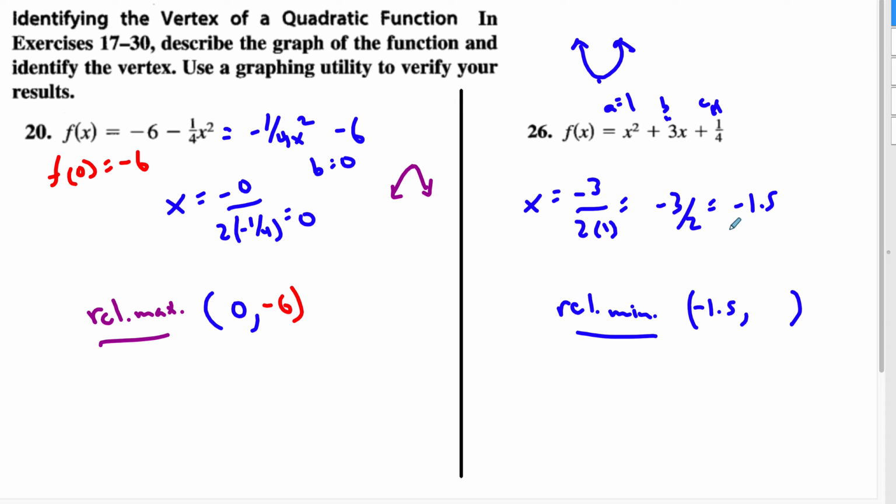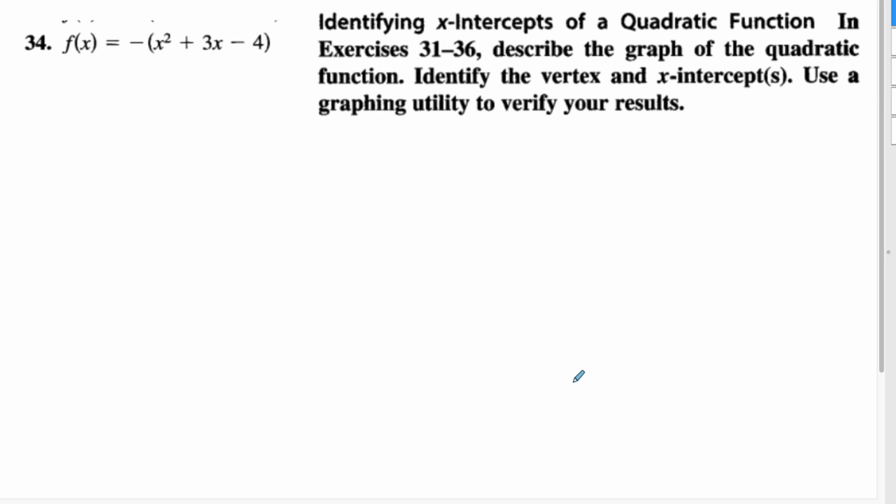So I take -1.5, I square it, which is the same as 1.5 squared, FYI, plus 3 times -1.5, then plus a quarter, so plus 0.25, is -2. Well, that's actually a nice round number, isn't it? Okay. And that, friends, is how you find the vertex.